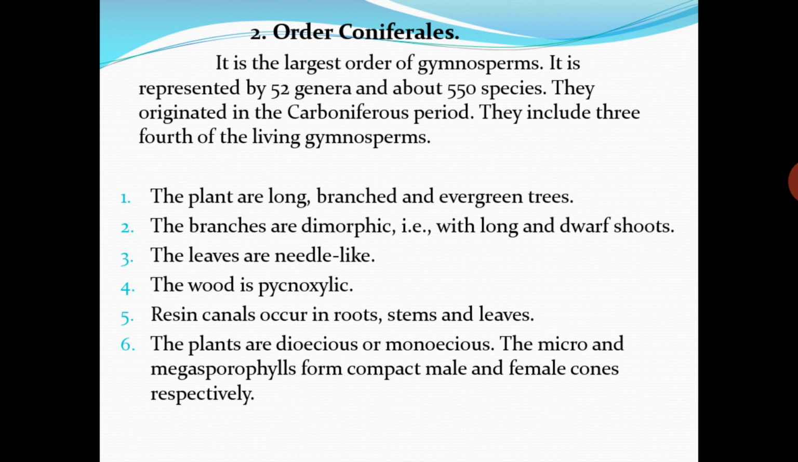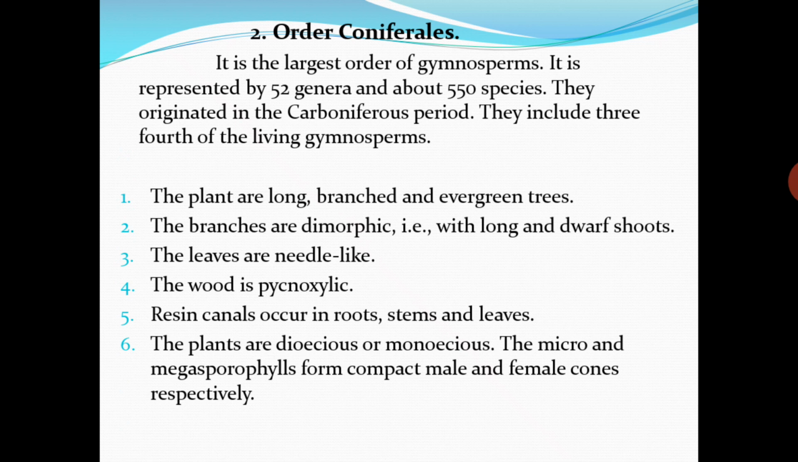Coniferales is the largest order in the division Coniferophyta, and in gymnosperms. It is represented by 52 genera and about 550 species. They originated in the Carboniferous period. They include three-fourths of the living gymnosperms because they are the largest order.